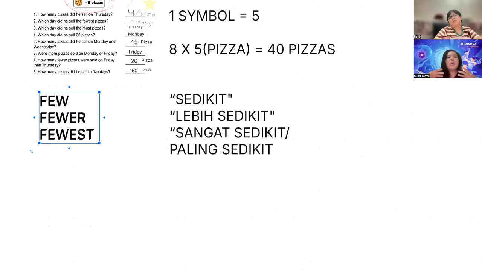Why? Because the grapes in your hand could be 10 and your sister has 15. Just because your grapes are smaller in number, then you say it's fewer. Before Miss Dewi continues, do you understand until here? Is everything clear until here?